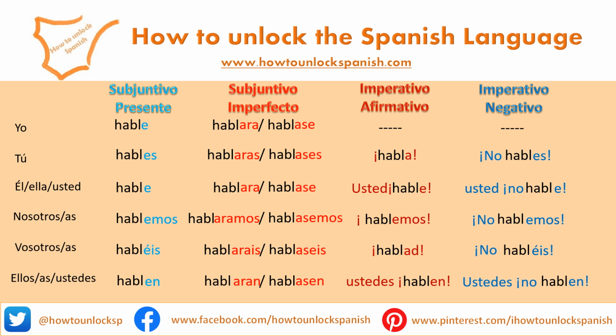And the vosotros, which is the you plural, is not going to use the subjunctive either for the affirmativo. For the positive orders like do this, it's going to be using the d at the end. So we get the infinitive form, we remove the r, and we just add d. So it's hablad for AR verbs.